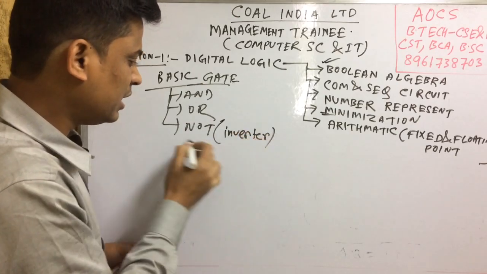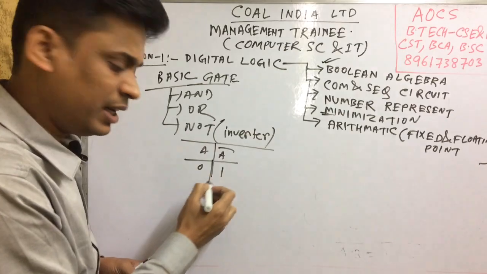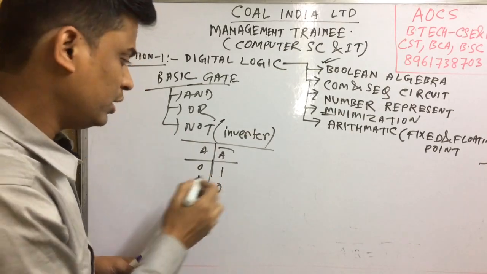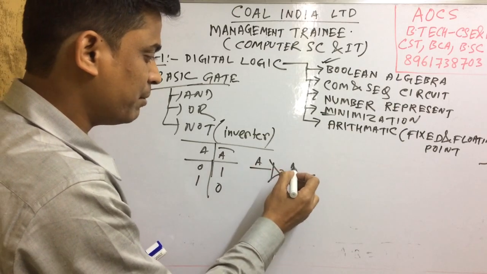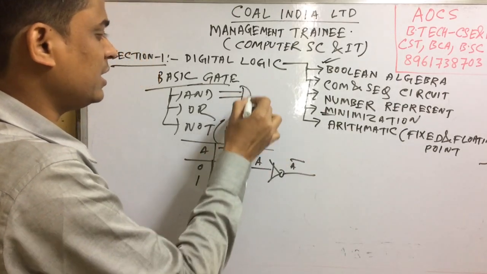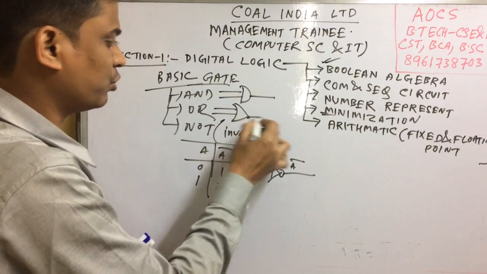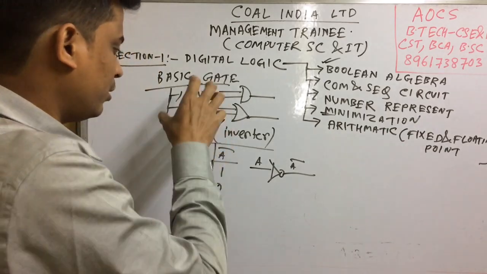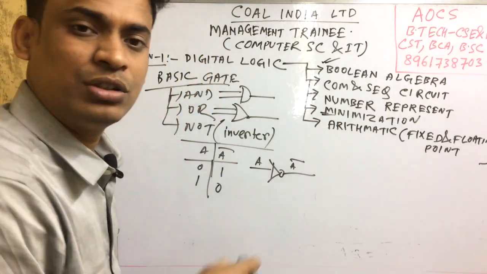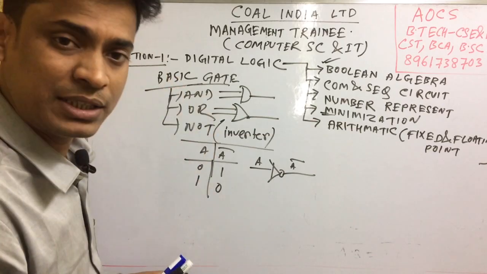Why is it an inverter? A or A bar: if the input is 0 it will be 1, and if it is 1 it will be 0. So this is called an inverter. This is the NOT gate, A bar. AND gate has minimum 2 inputs, and OR gate also has minimum 2 inputs. These 3 gates are called basic gates, because from these 3 gates we can construct any circuit. For that reason these gates are called basic gates.